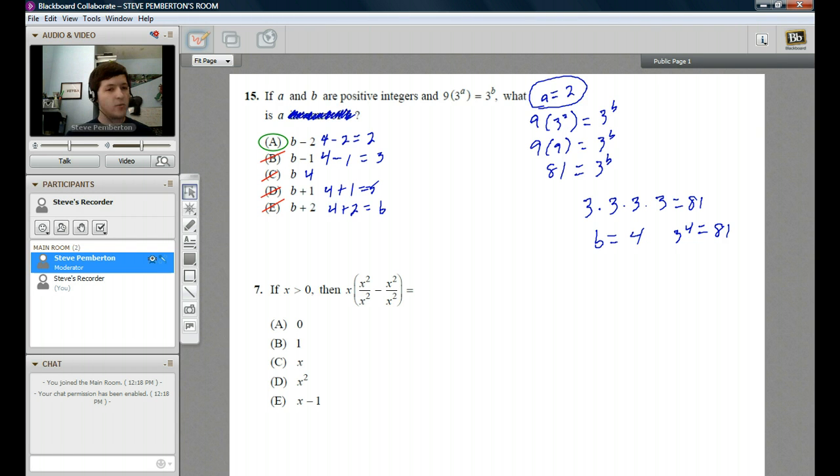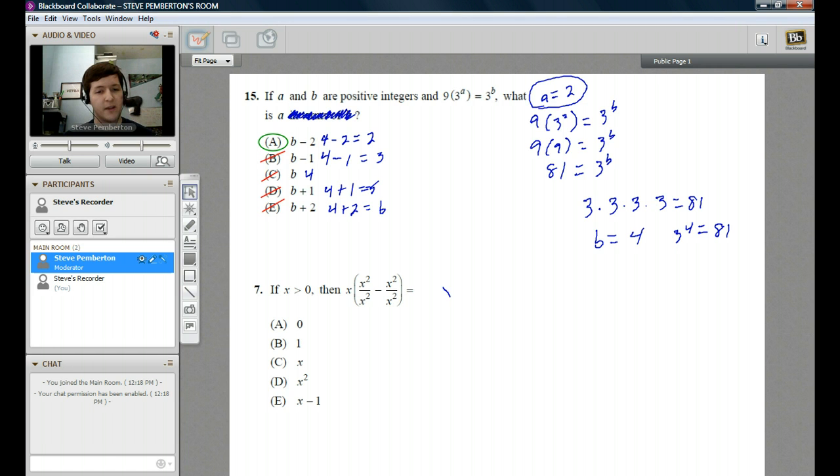Let's look at another complicated question that might be difficult algebraically for some people, and how plugging in can simplify it. So it says if x is greater than 0, then that whole mess. Well, there's certainly an algebraic way to do it, and you can get to the answer through it. Let's assume we don't know it. Let's assume we want to do it plugging in. The only rule is x needs to be greater than 0.